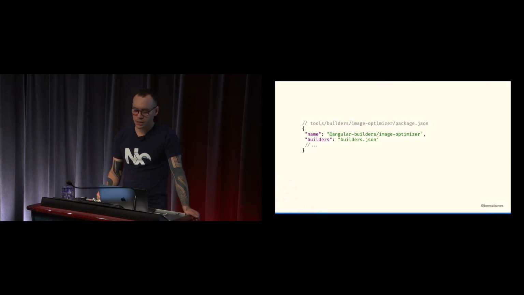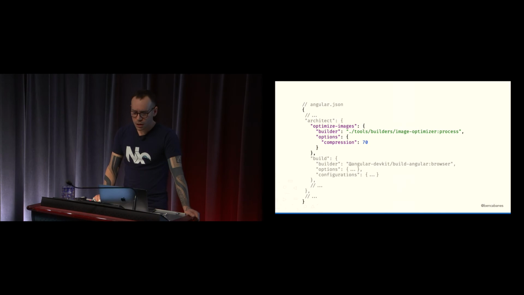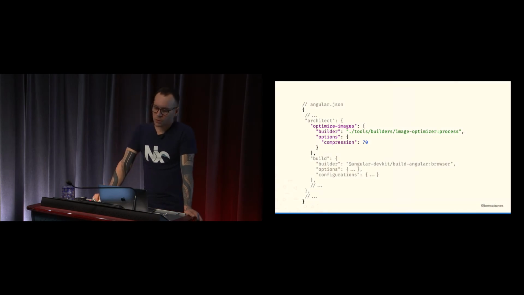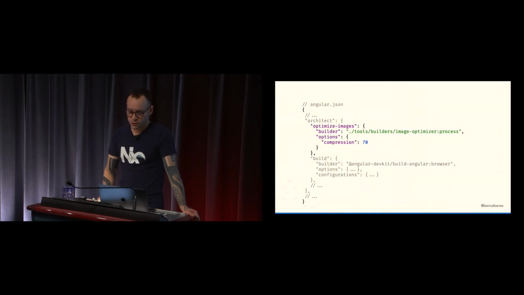Next, we add a line in our package.json file with the property builders pointing to the builders.json file. That tells the Angular CLI that our package is a custom builder. The last step is the configuration of the angular.json file to work with our custom builder. This step is usually done automatically via Schematics.